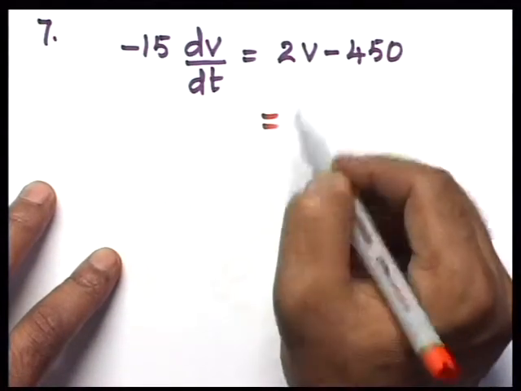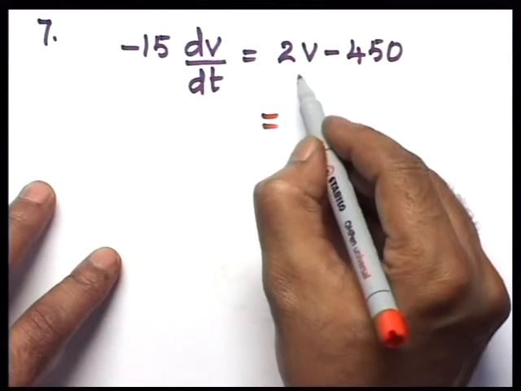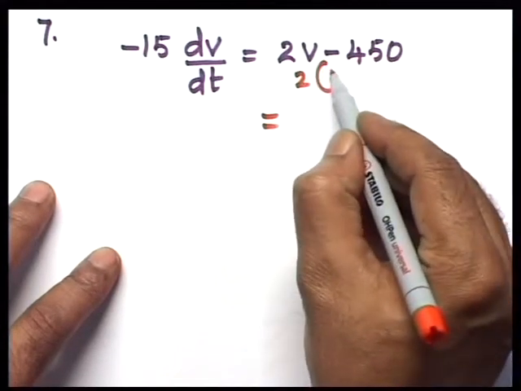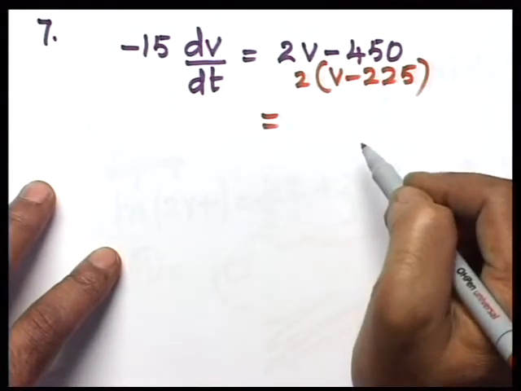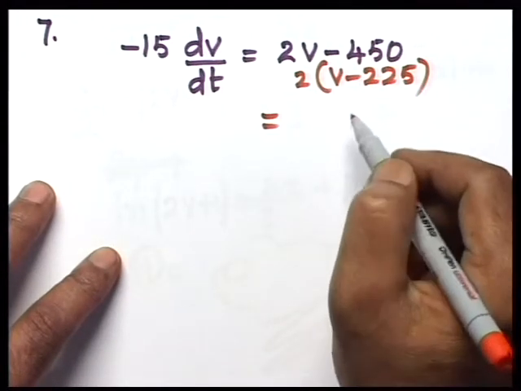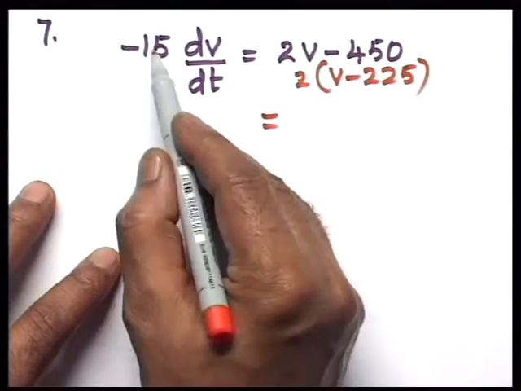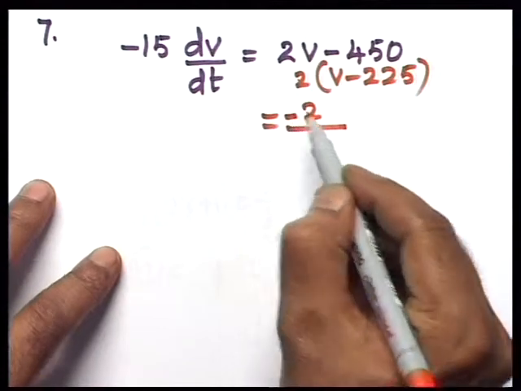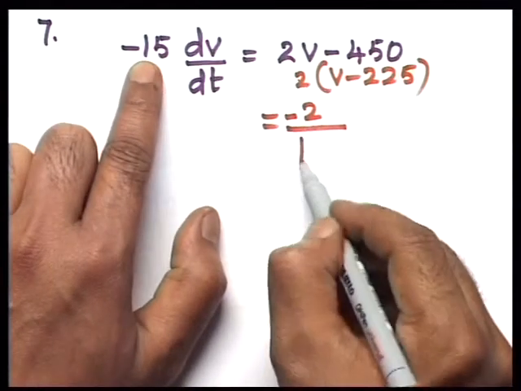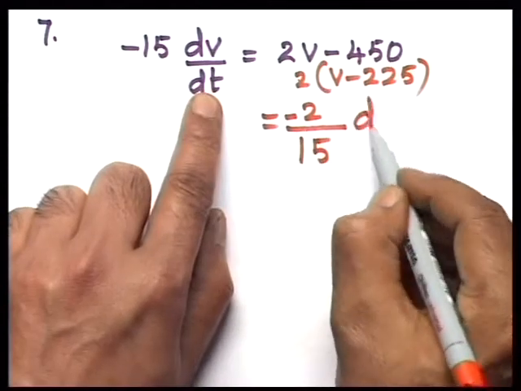Well, in this one, there is nothing we can do. Maybe if you take a 2 common there, we have v minus 225. Right? Okay. So I'll keep the numbers on the right hand side. So I have 2 divided by, say that's a minus, I'm moving this here, 15. Move the dt there, done.